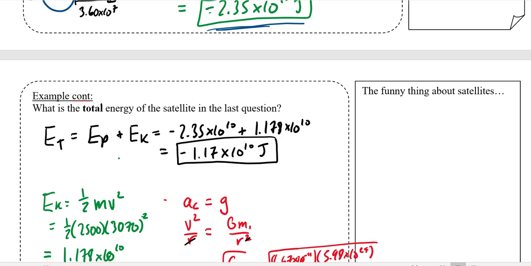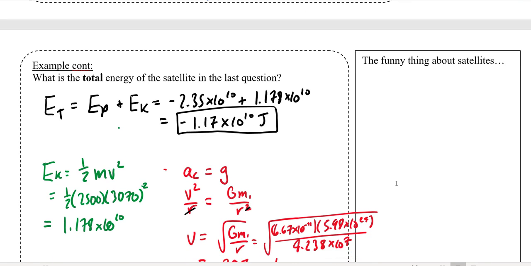Okay, so there's a couple of things I want you to get from that answer. The first thing that I hope you notice is that the total energy is negative. And if you made that prediction, give yourself a high five. It makes sense that if this satellite is trapped in stable orbit, so remember an orbit means it's trapped there, it's never going to escape, that the total energy is negative.